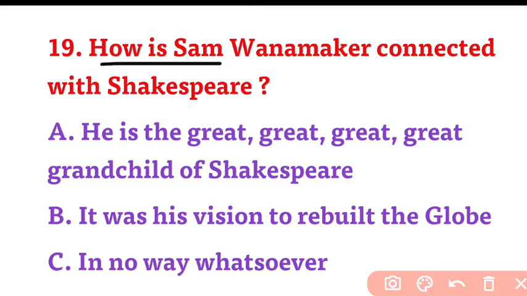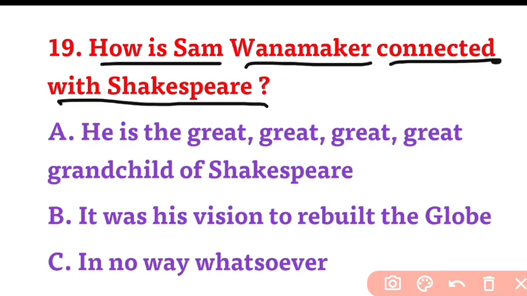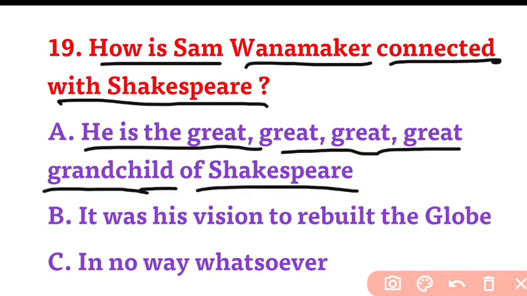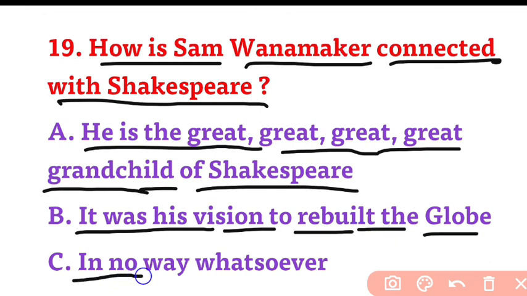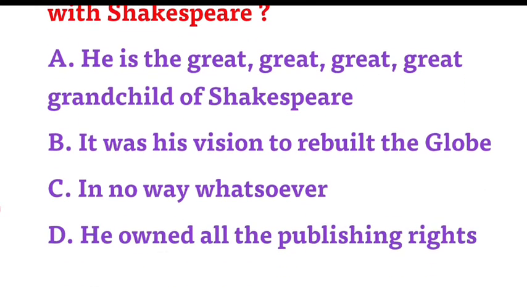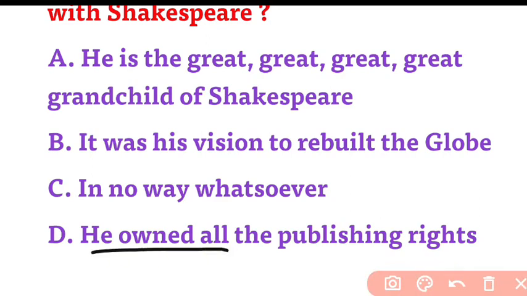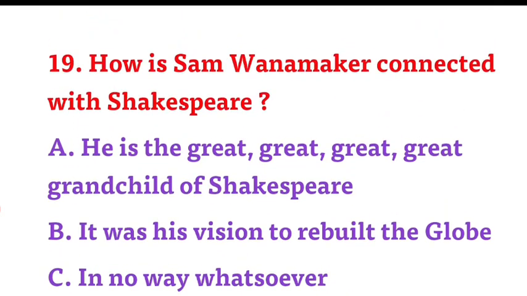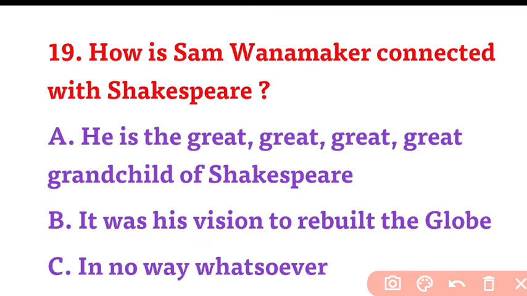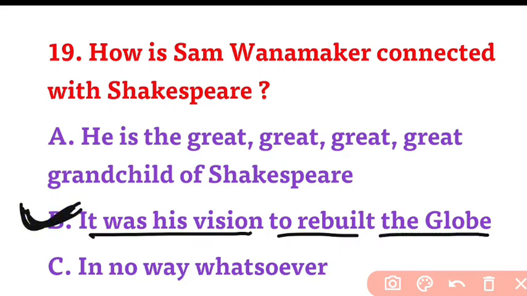Next question 19. How is Sam Wanamaker connected with Shakespeare? He is the great-grandchild of Shakespeare. Option B, it was his vision to rebuild the Globe. Option C, in no way whatsoever. Option D, he obtained all the publishing rights. What will be the answer? The answer will be it was his vision to rebuild the Globe. So option B is correct.